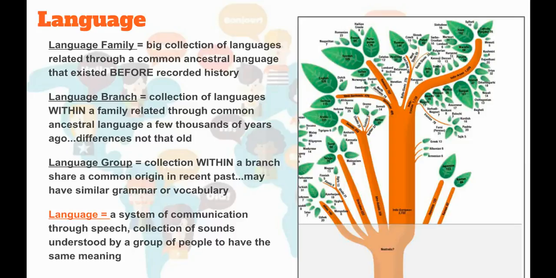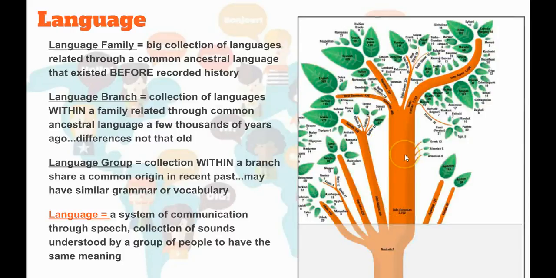So language family, this is a collection of groups that were together before written history or recorded history. So we know Indo-European goes back a long ways. This is going to be a language family. Notice how many different languages and the large number of people that are with the language family.